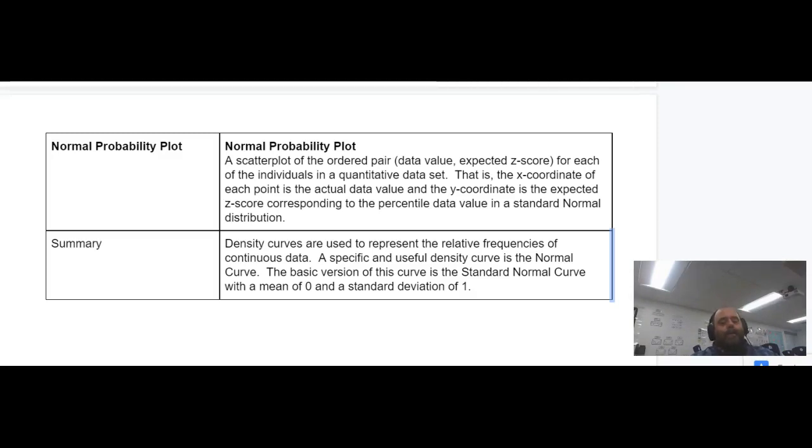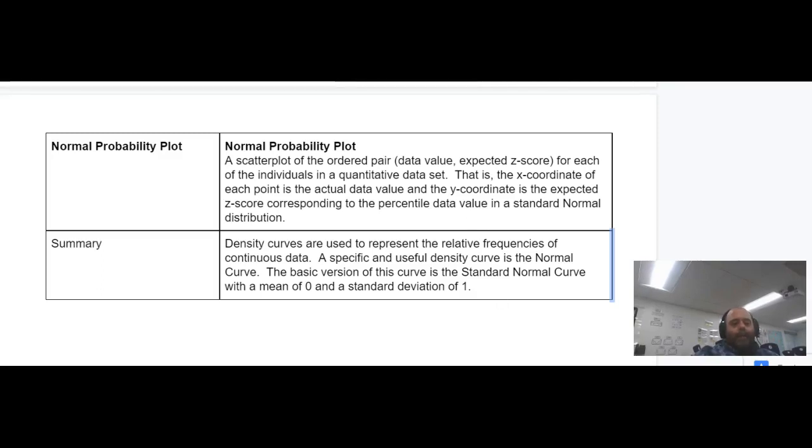Okay, so the normal probability plot is going to be a scatter plot, which we haven't talked about yet, but it's a plot where each of the points is the data value from the set and its expected z-score. Now, if I plot that and I get a line, if those points all look linear, then I can assume that the data set is roughly normal. If that data set curves, then I can't make that assumption.